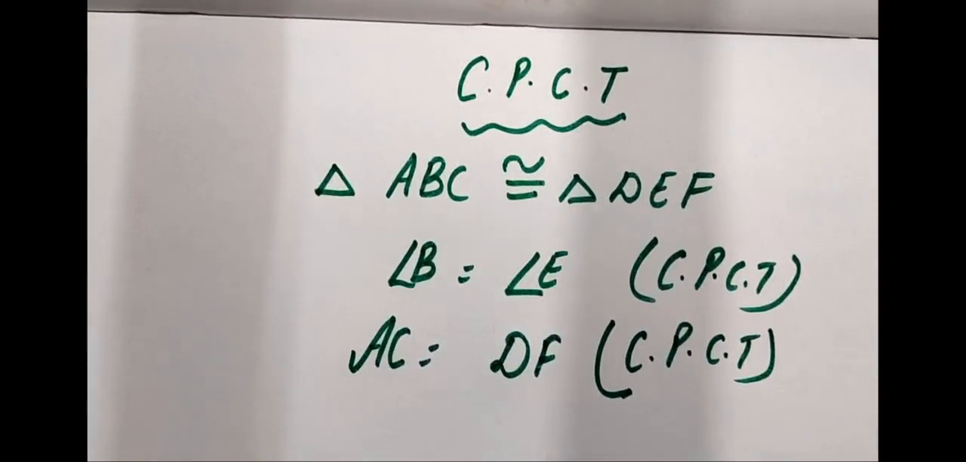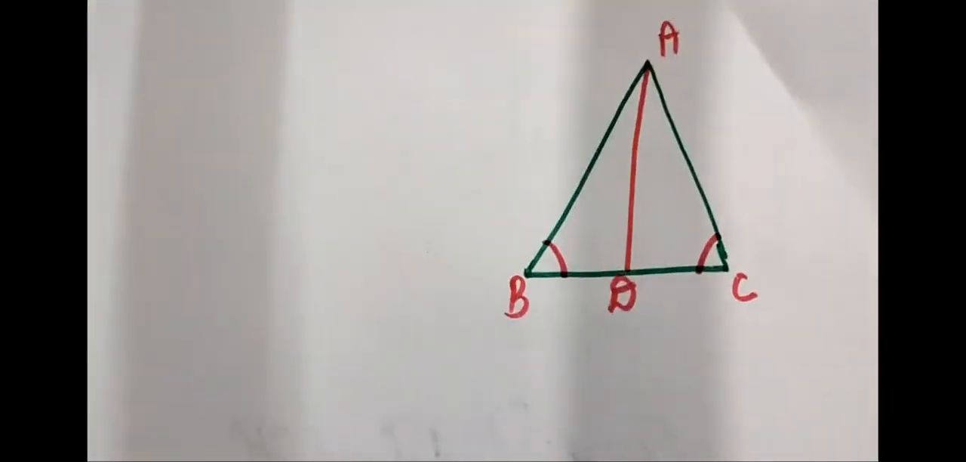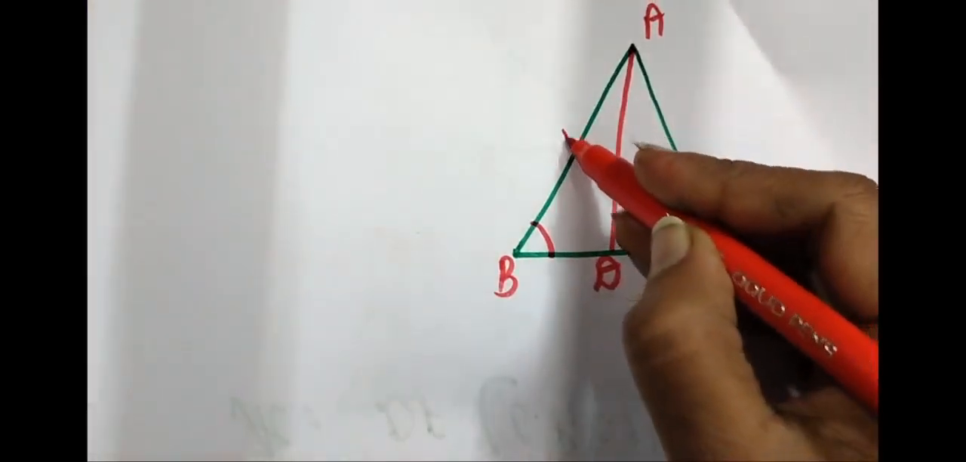So let's solve one more example. Here we have ABC, an isosceles triangle with AB equal to AC. Here we have to show that angle B is equal to angle C. So what do we have to do? Look here. I have drawn a perpendicular bisector of BC.